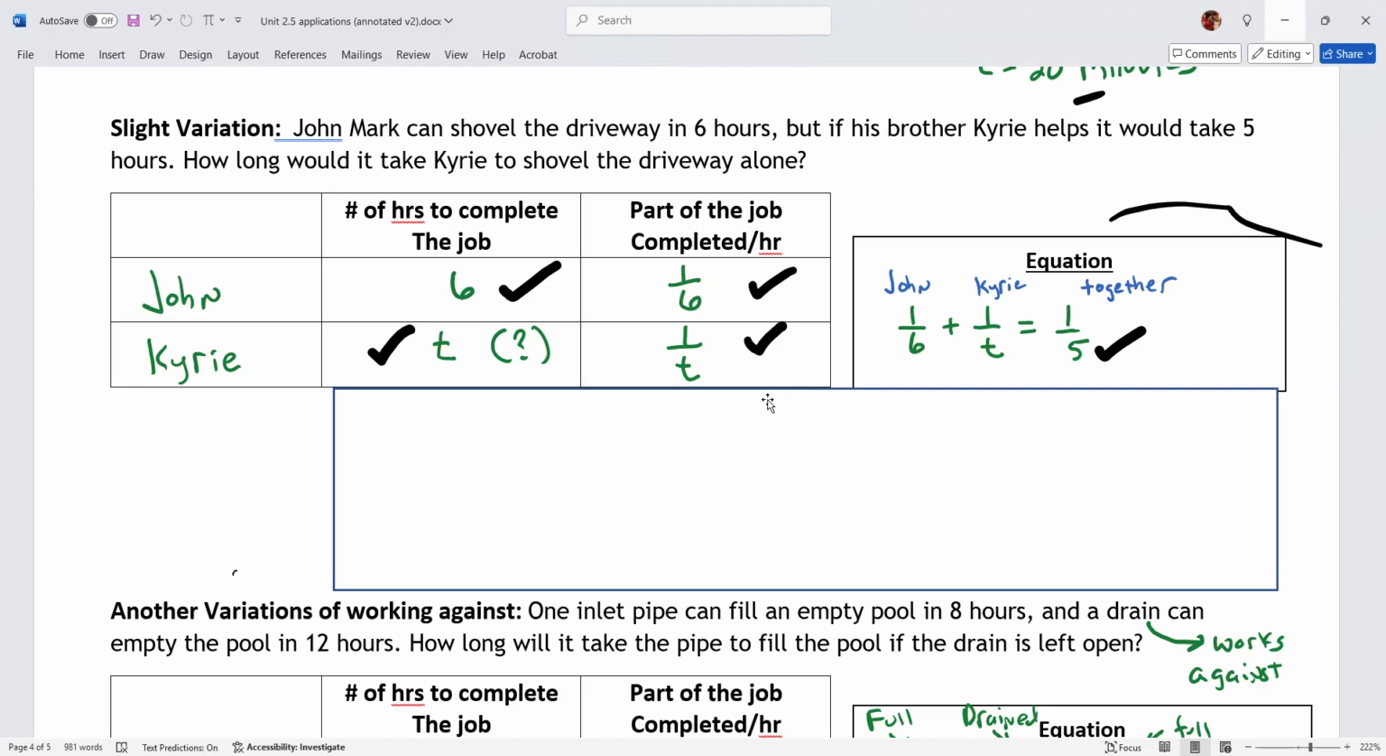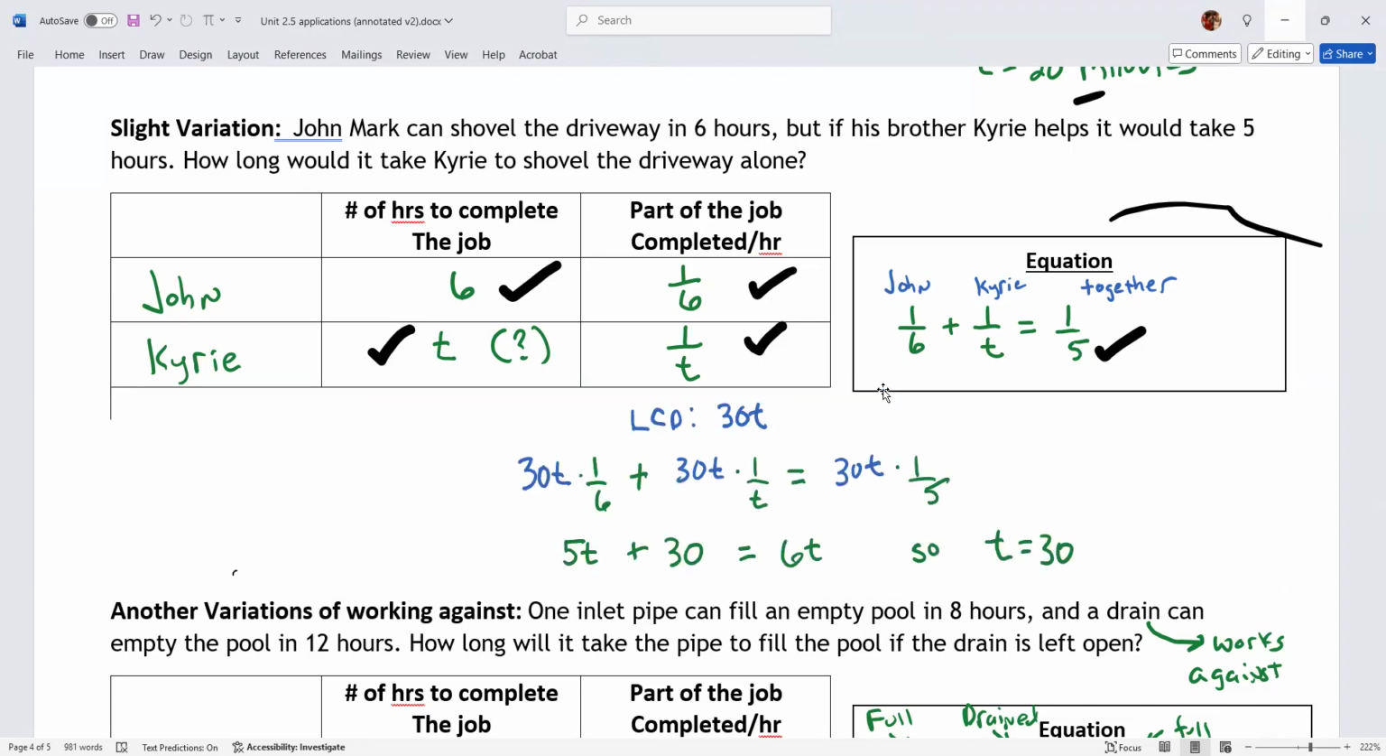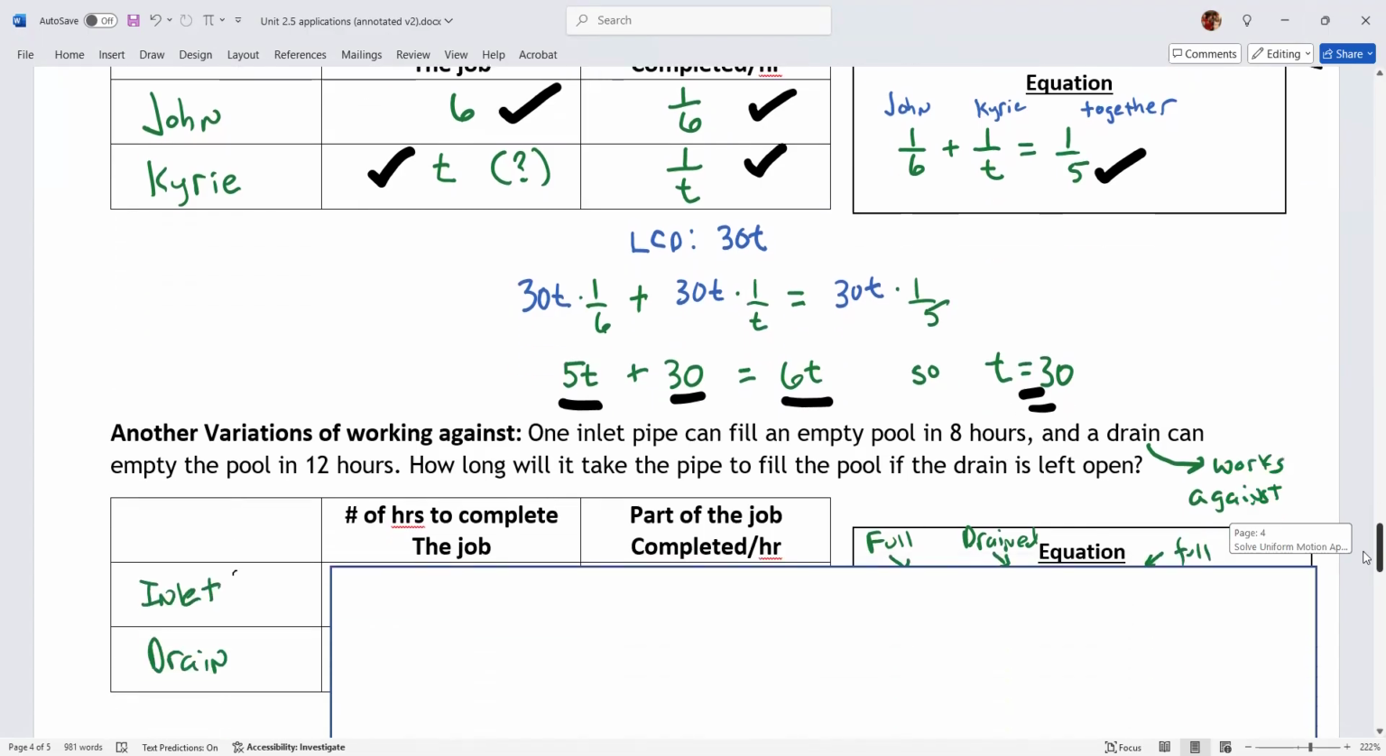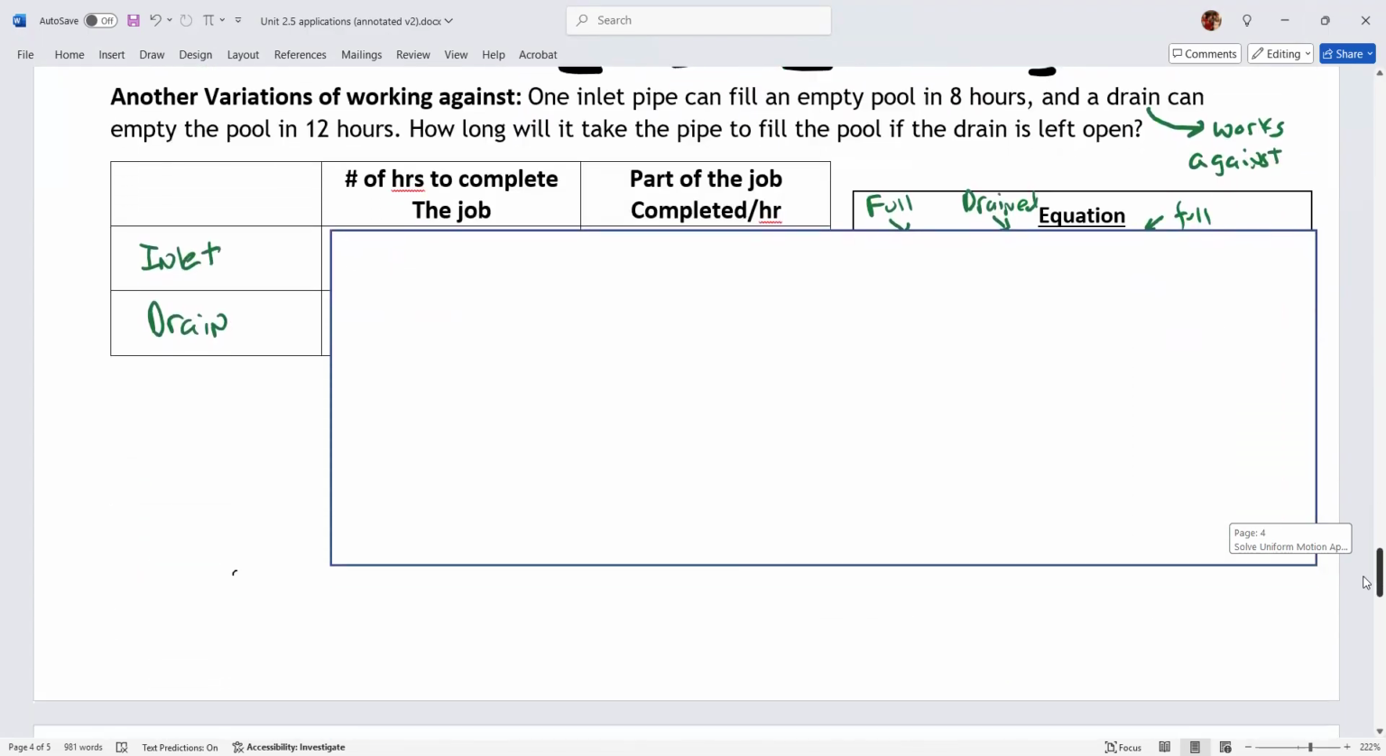Okay, so same kind of process here. The lowest common denominator was going to be 30T. If I multiply everything by 30T, the 30T's in blue, the original equation is in green. If I do all the cancellations, by now I would hope it's very obvious what's going on. I quickly get 5T plus 30 is equal to 6T, and just by subtracting 5T from both sides, I get T is equal to 30. Not difficult. Once you get the idea, these are very simple. This one again is just a slight variation, but one that should make sense.